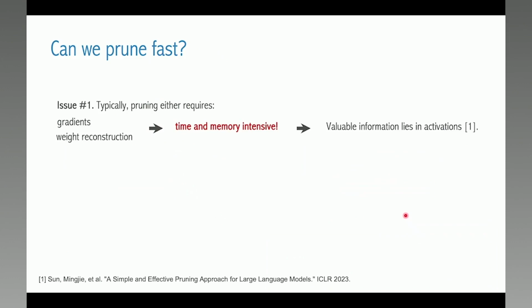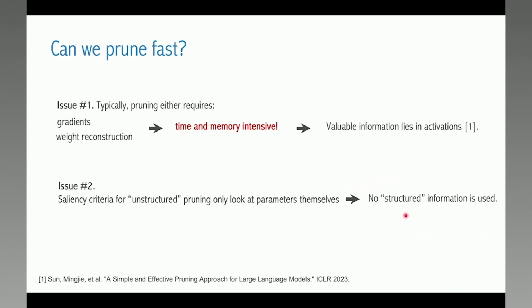So can we prune fast? As you may know, when we are dealing with pruning, we either require to estimate the gradients based on the loss, or we use some weight reconstruction approach based on second-order information. But in both cases, we have problems because these approaches are time and memory intensive. When we started to work on this project, however, we found a very interesting work at ICLR showing that for large language models, some valuable information for pruning already lies in the activations. So we took inspiration from this work.